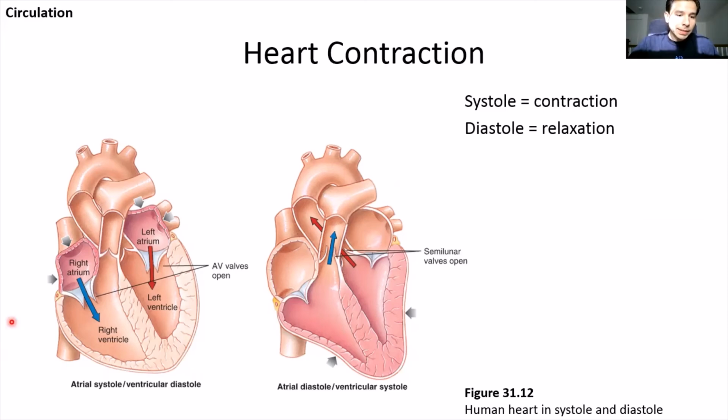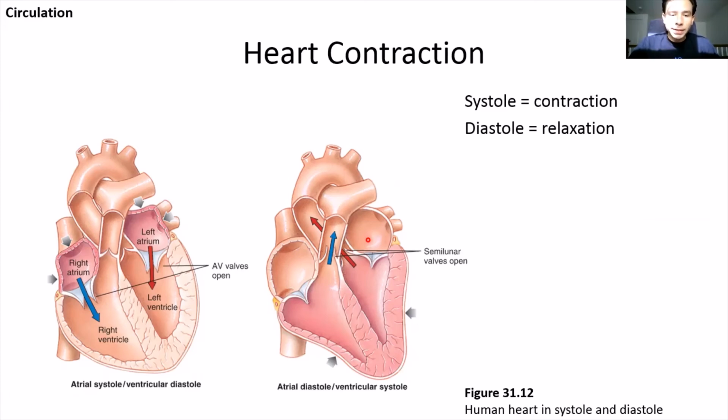What happens is that the two atria are synchronized, they contract together, and while they're doing that, the two ventricles relax together. So that's what we see here. We call that atrial systole and ventricular diastole. So when the atria contract, you're going to squeeze blood into the ventricles, and so now the ventricles are full of blood and the atria are empty of blood.